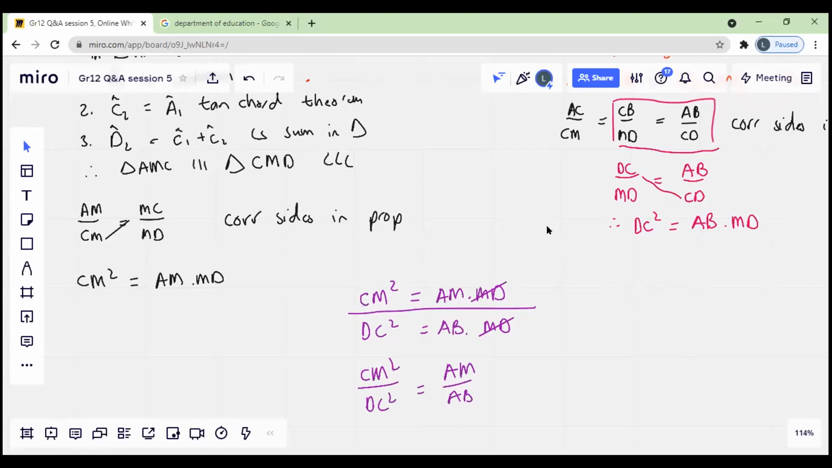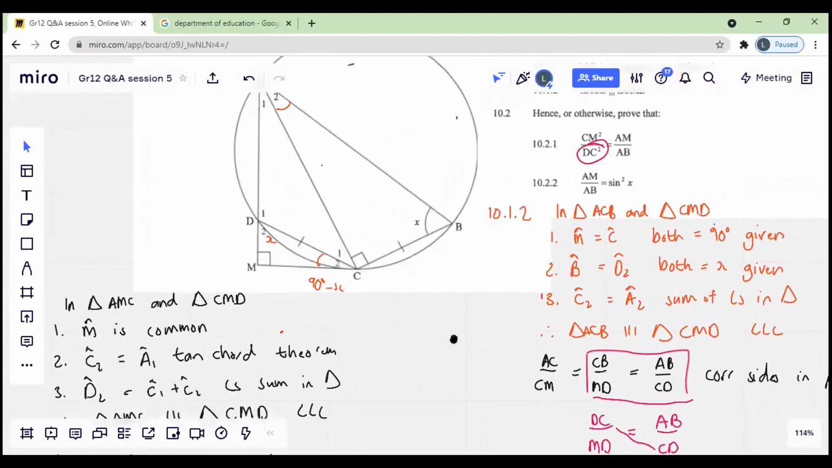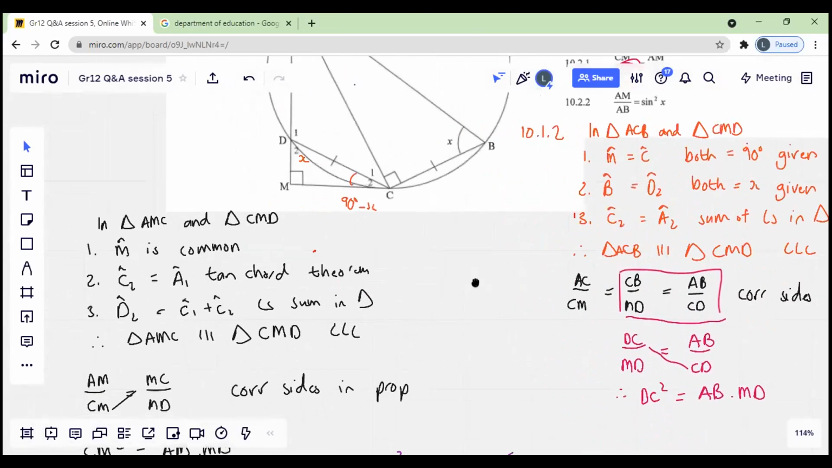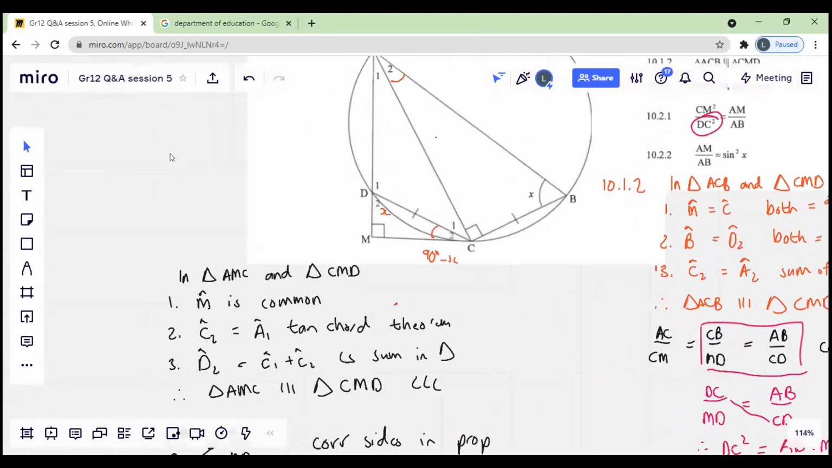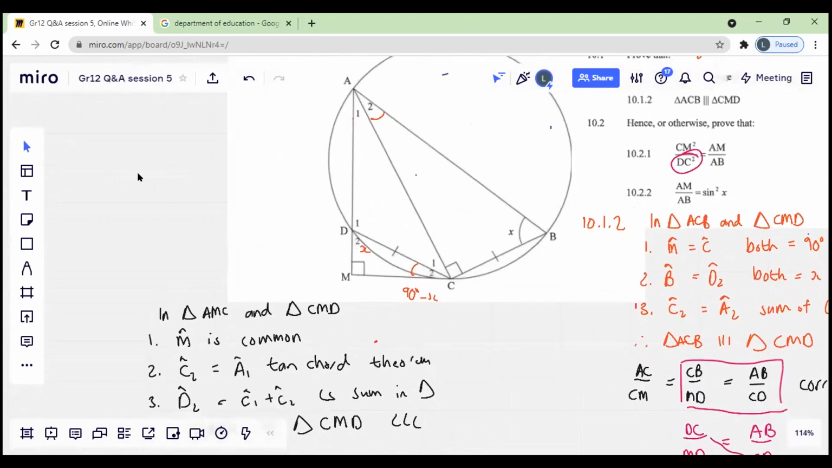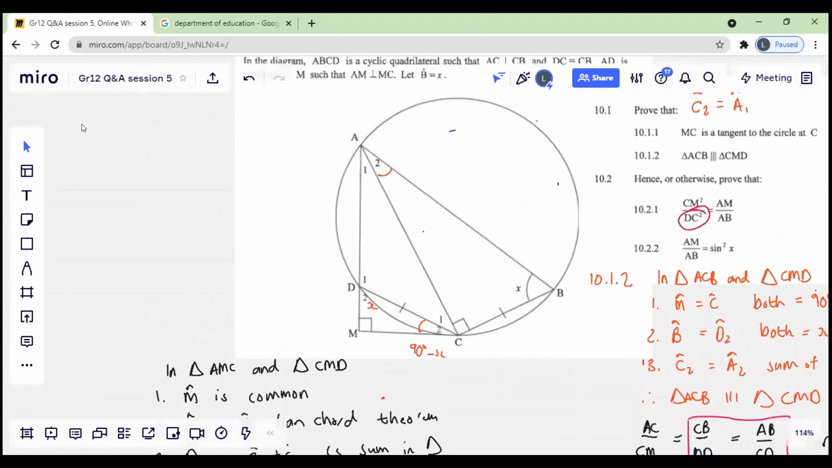Okay, so we've got 2 seconds left. Let's just finish this off. There was one more question there. So AM over AB equals sine squared X. Okay, so AM over AB is the same thing from here. So maybe there's a link between these two. All right, so sine squared X. How could we get sine squared? Maybe what I should ask you rather is, where does sine X come from?